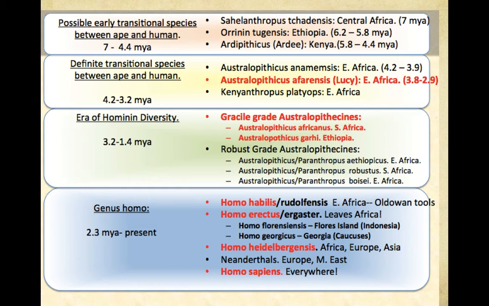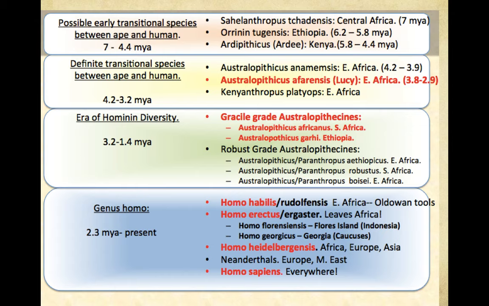Under the robust grade Australopithecines, we have 3 species names: Australopithecus, or sometimes called Paranthropus aethiopicus, Australopithecus or Paranthropus robustus, Australopithecus or Paranthropus boisei. And again, we'll get into the naming controversies a little bit later.